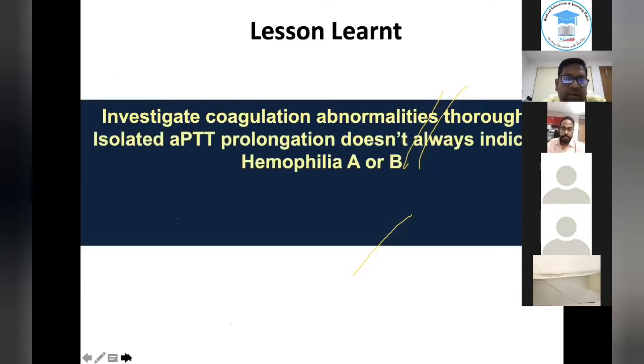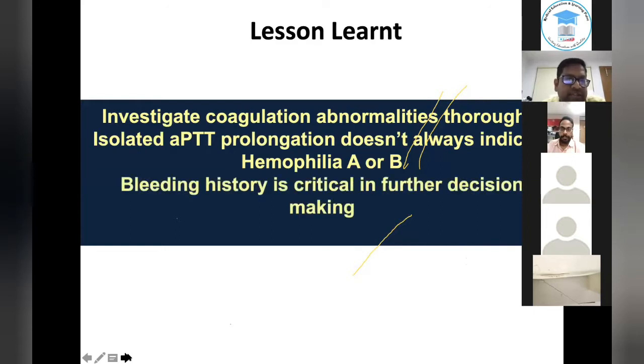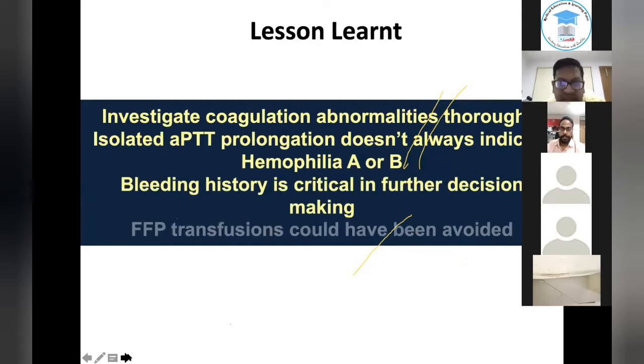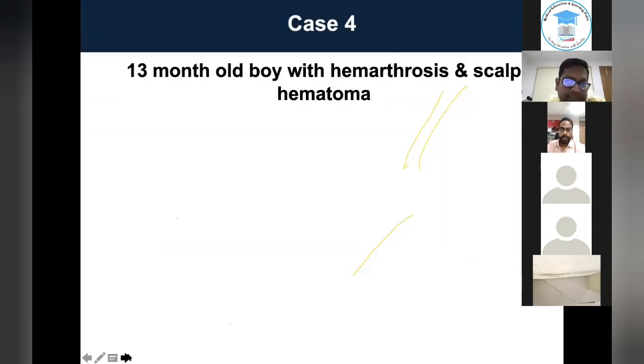So what we have learned: investigate coagulation abnormalities thoroughly. Isolated APTT prolongation does not always indicate hemophilia A or B. Bleeding history is critical in further decision making, and FFP transfusion could have been avoided in this case if we were aware that it could be a factor 12 deficiency.